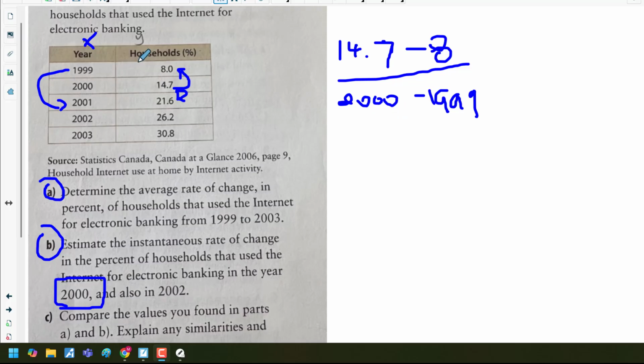So next, I'm just going to repeat. We're going to find the slope with the point in question and one point below, and the slope with the point in question and one point above. So that's two slopes. Let me know what you get.